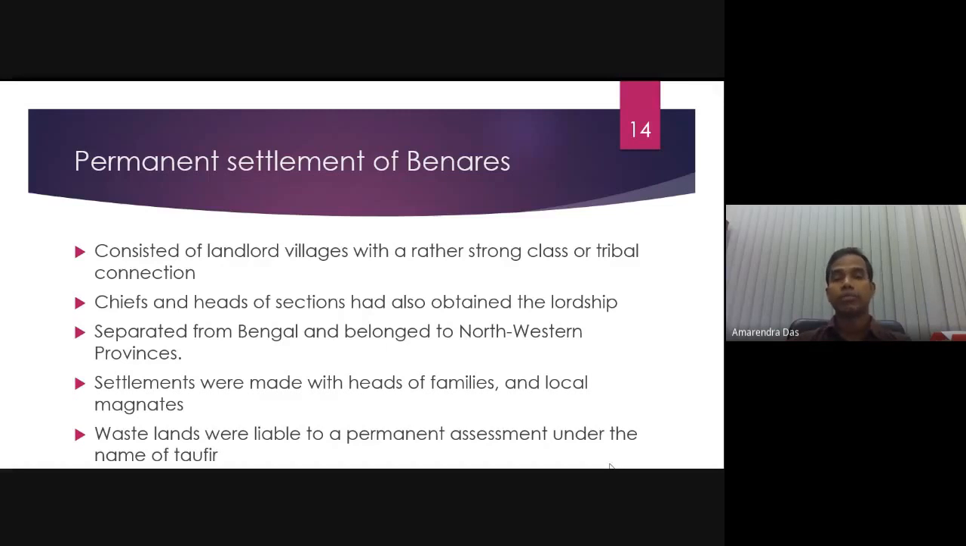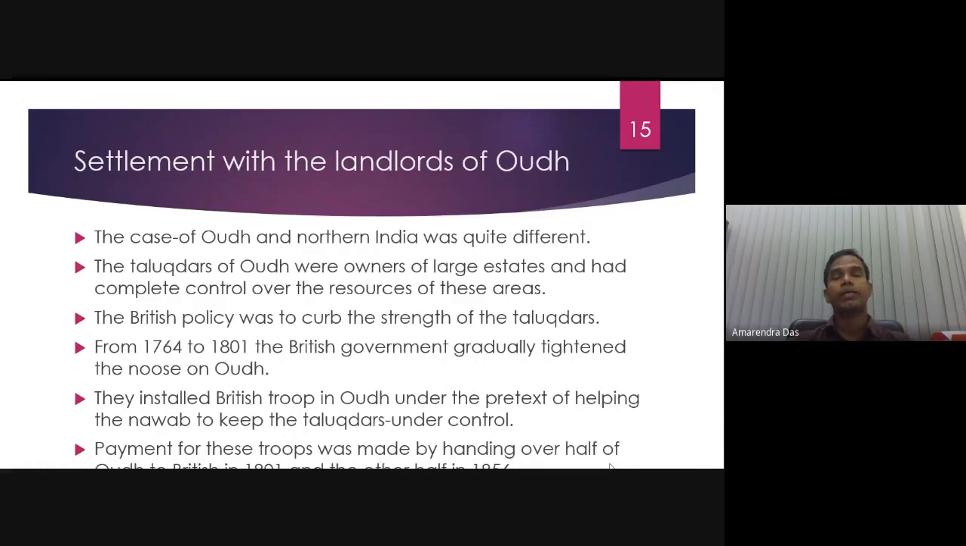And the settlements were made with the heads of the families and the local magnates, not necessarily the officials or the bureaucrats in the British administration. And then wastelands were liable to a permanent assessment under the name of Taufir. So for wasteland also there was a permanent assessment that was called Taufir. And then in the Oudh region, again, there was a different land tenurial system, and that's what we are going to discuss.